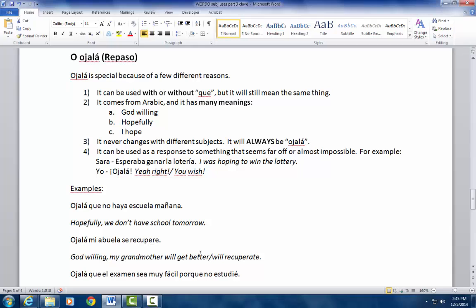Number four, it can be used as a response to something that seems far off and almost impossible. For example, Sarah says, Esperaba ganar la lotería. I was hoping to win the lottery. And I would respond by saying, ojalá. Like, yeah, right, you wish.